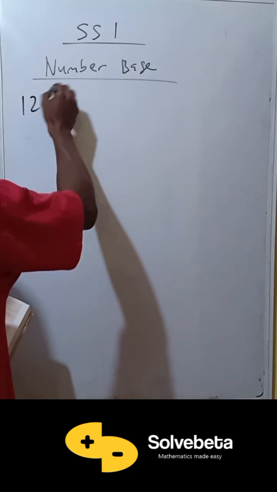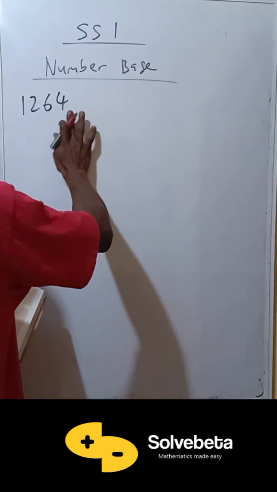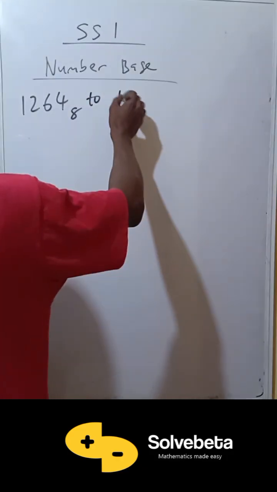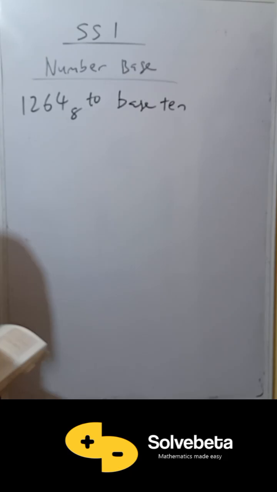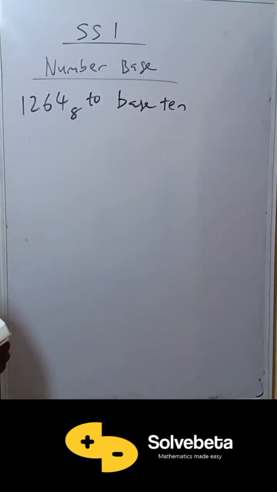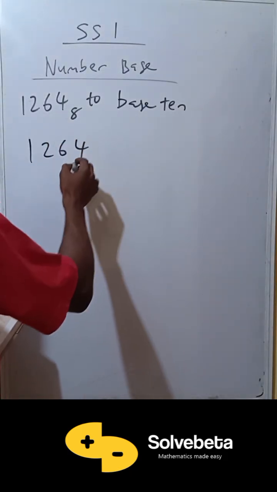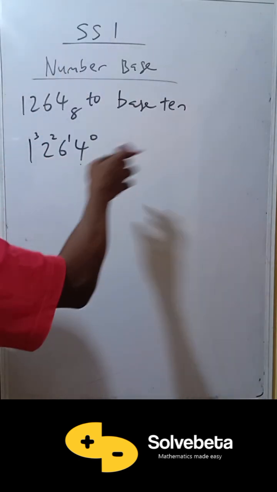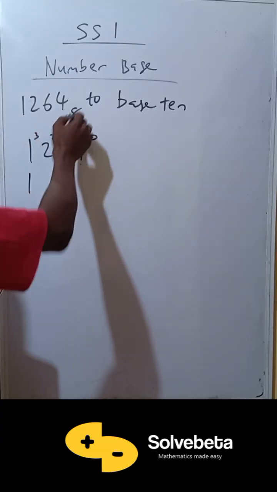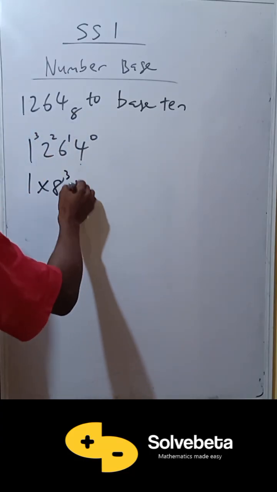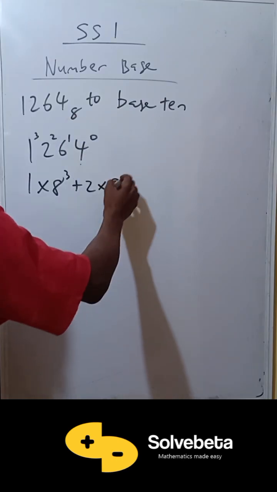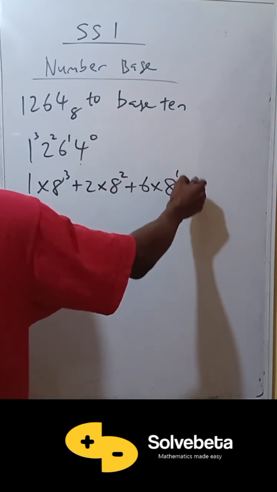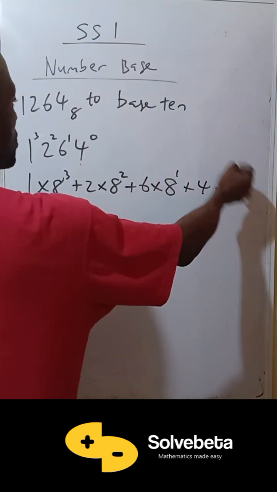1 2 6 4 in base 8. Let me use the number 8 to base 10. You can use that number or you write this in words to base 10. So you want to move from base 8 to base 10. It's not difficult. Now you do this 1 2 6 4, 0 1 2 3. You number it just like you do if you are going to base 2. So you say 1 times this base 8 raised to power 3 plus 2 times this base 8 raised to power 2 plus 6 times this base 8 raised to power 1 plus 4 times this base 8 raised to power what? 0.